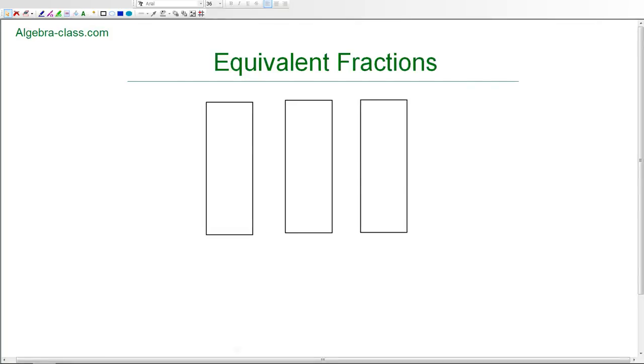In this lesson, we will identify equivalent fractions. So what are equivalent fractions? Well, equivalent fractions are fractions that are equal. Equivalent means equal, but the fractions that are equal will be written a little differently with different numerators and different denominators. Take a look at what I mean.